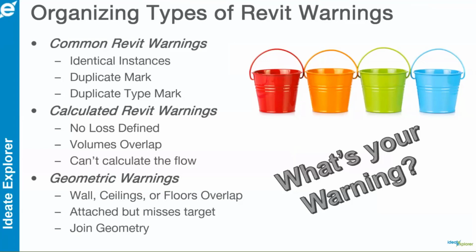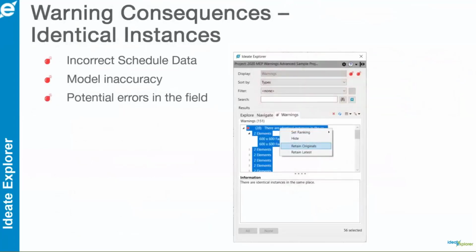The same way with geometric warnings, where things are potentially not attached, or there's joining geometry, or like you said, or I showed earlier, where the floors overlap. That could definitely be something that you might want to rank as a high ranked warning. So identical instances. Again, this is a real problem because it can have incorrect schedule data. You can have model inaccuracy, potential errors in the field, if something gets duplicated on top of another element.